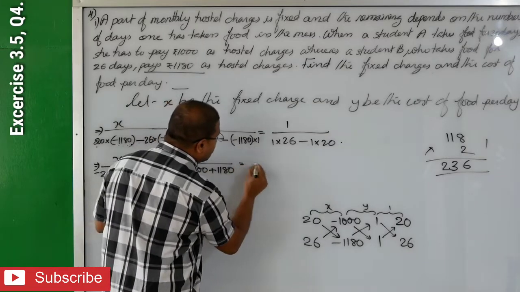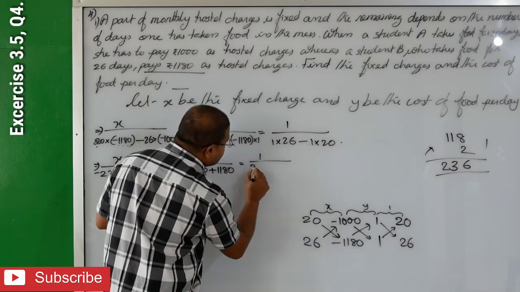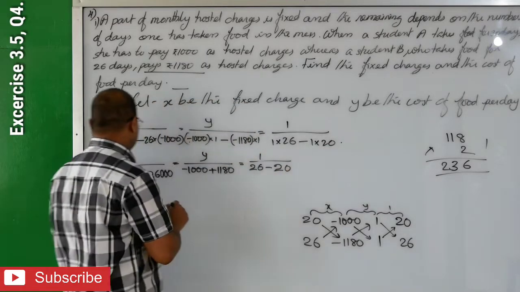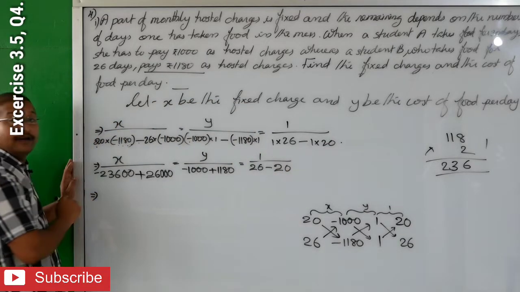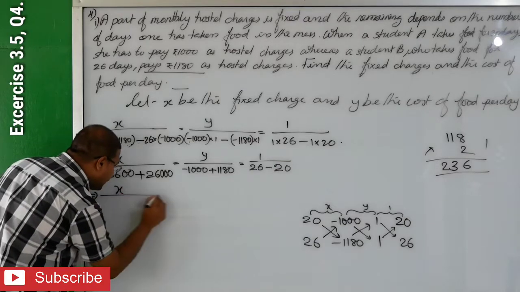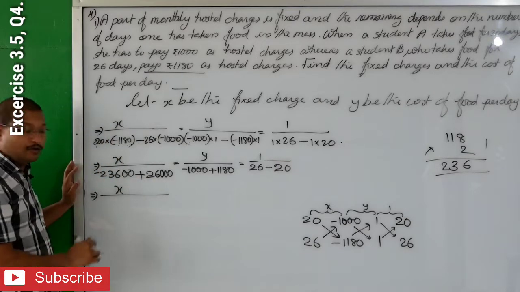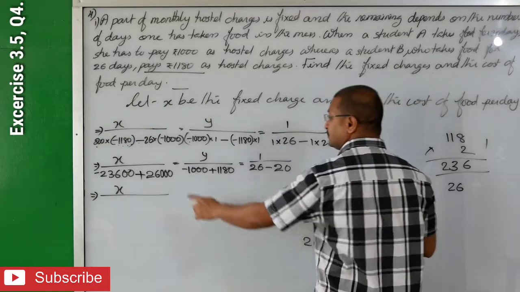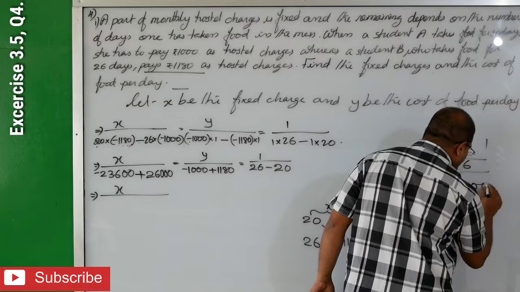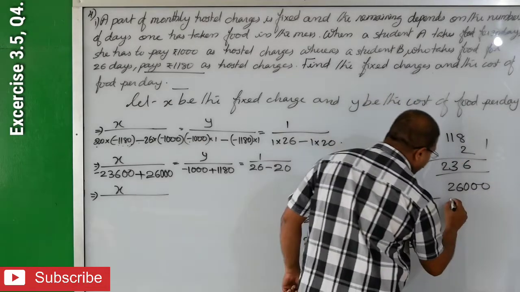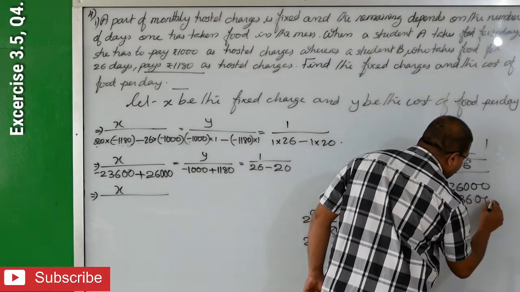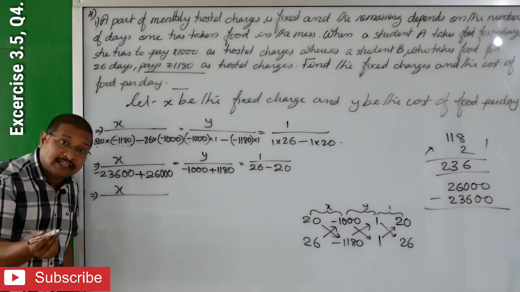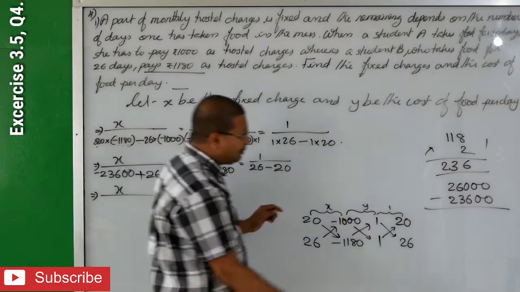1180 equals 1 by 1 into 26, 26 minus 1 into 20, 20. Implies, now what will you do? x divided by these two, plus and minus, what will you do? Will minus, isn't it? 26000 minus 23600 will minus it, because this is plus and minus. Plus and minus means what will you do? Minus. So we will minus it.